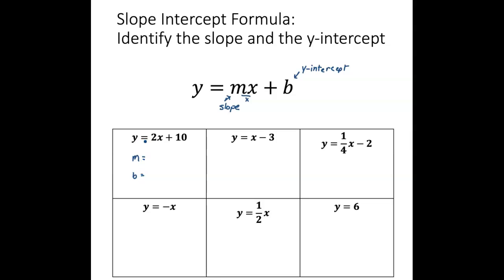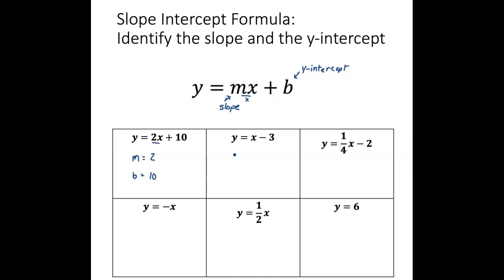So in this equation, y equals 2x plus 10, what is my slope? Well, my slope is attached here, 2x. So my slope is the coefficient, so my slope is 2. My b, my y-intercept, is always the constant, the number without a variable. So here it's plus 10, so this would be a y-intercept of 10. Let's look at our next one.